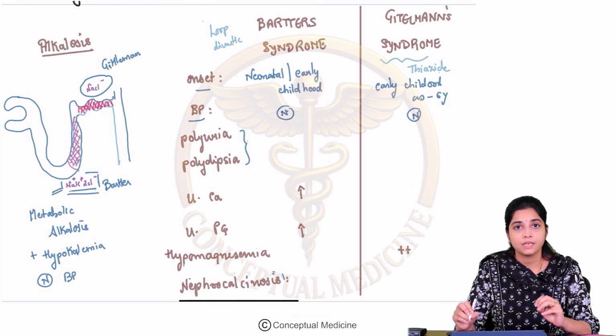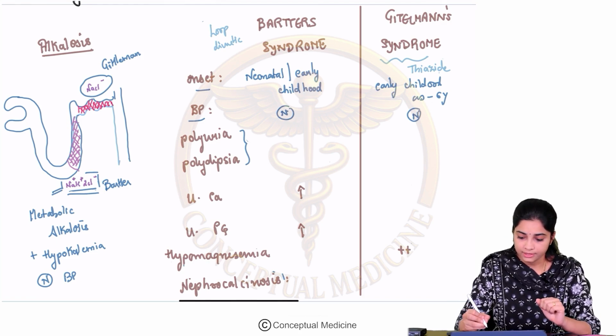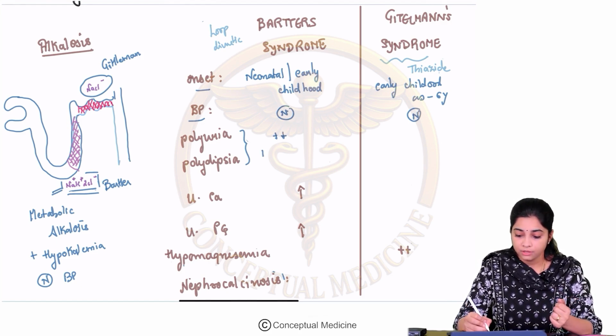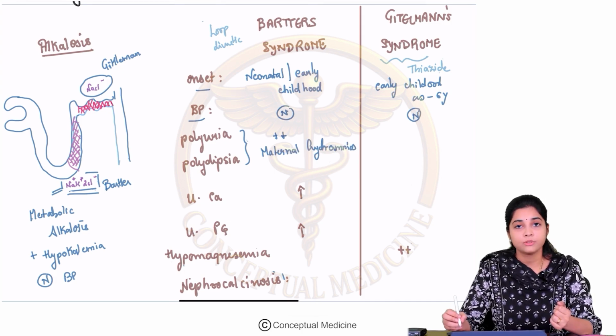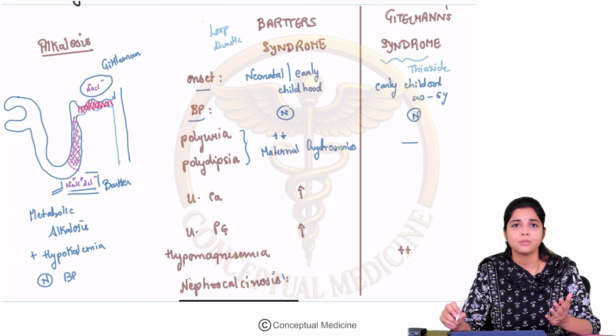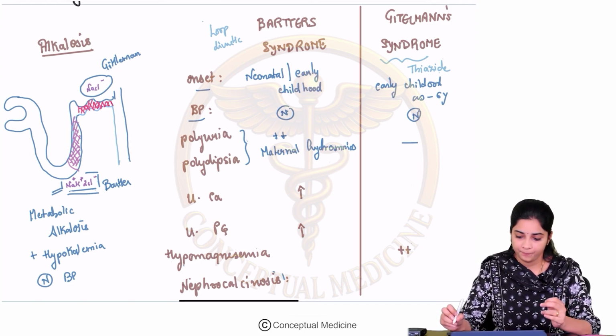Polyuria and polydipsia is a characteristic feature of what? It is a characteristic feature of Bartter syndrome, such that in neonatal Bartter syndrome, you can also have maternal hydramnios. You can have maternal hydramnios because of the polyuria. This polyuria is not much of a feature in Gitelman syndrome. Why is there polyuria? Because this affects the tubules, right? It affects the loop of Henle. So there is lot of polyuria, hyponatremia, hypokalemia.